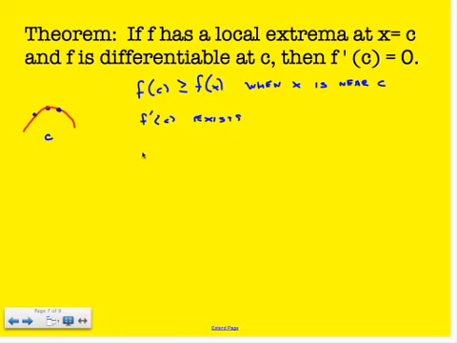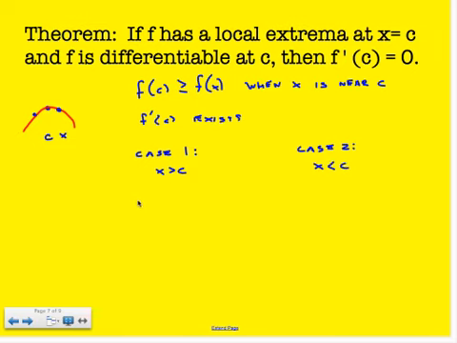So let's first look at case 1. Case 1 is x is bigger than c. So we're going to say x is here, and this would be f of x, and that could be anywhere on this curve. Then we'll do case 2 after that, and then we're going to combine the cases for our result. Case 2 will be when x is less than c.